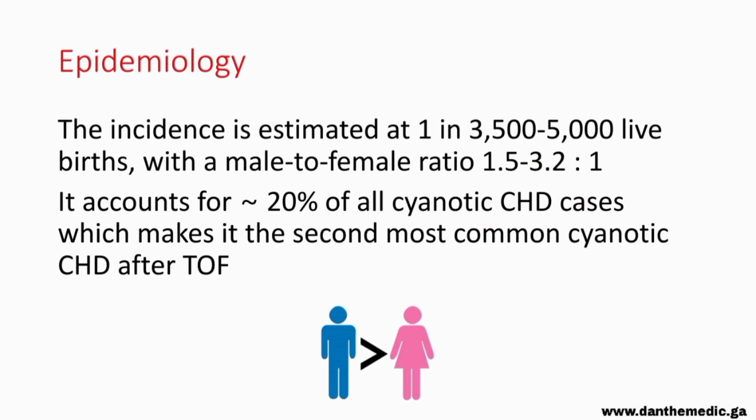The incidence of transposition of the great vessels is estimated to be 1 in 3,500 to 5,000 live births, with a male to female ratio of 1.5 to 3.2 to 1, and it accounts for approximately 20% of all cyanotic congenital heart disease cases, which makes it the second most common cyanotic congenital heart disease after tetralogy of Fallot.